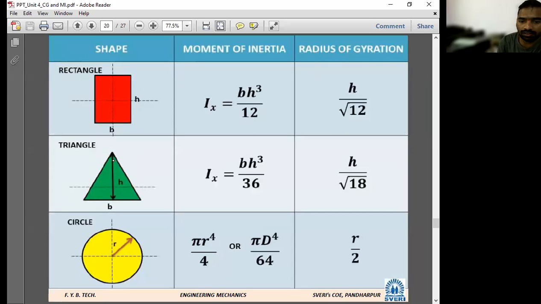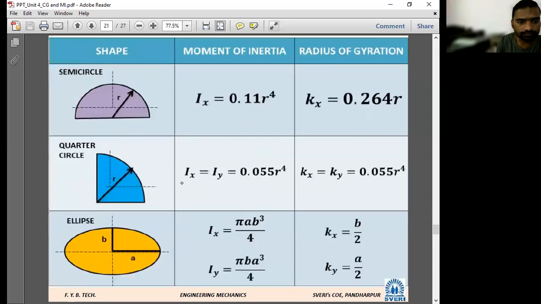और एक triangle का. What is the triangle का? bh cube by 36. It is with respect to the centroidal axis. About base चाहिए तो bh cube by 12. How that will come, we will come to know. Then circle का क्या रहता? Pi r raised to 4 upon 4 or pi d raised to 4 upon 4. Is it clear, everyone?